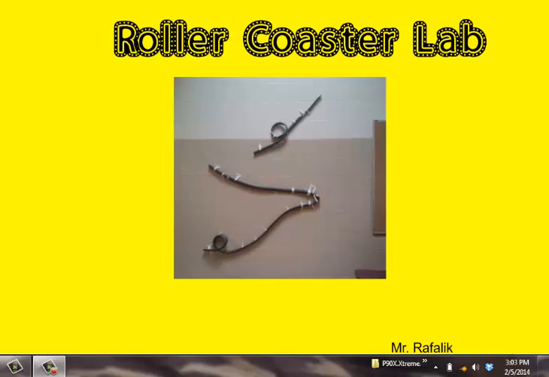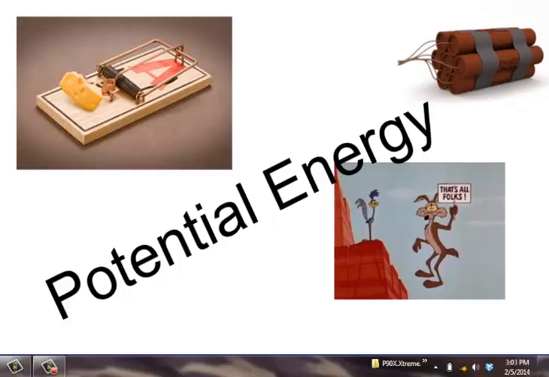In this video, we're going to talk about the lab write-up for the roller coaster lab. The first thing that we have to know to do the lab write-up for the roller coaster lab are the different types of energy. There's two main categories of energy. You have potential energy and you have kinetic energy. When we talk about potential energy, we talk about stored energy.